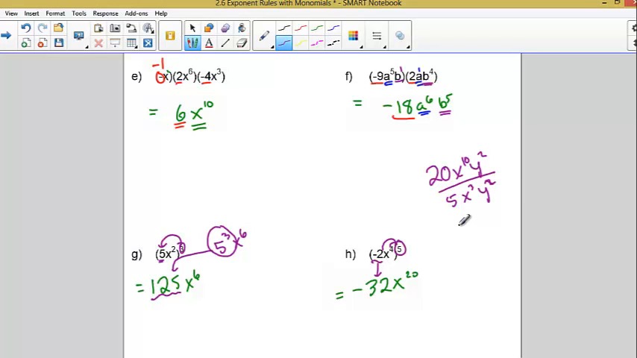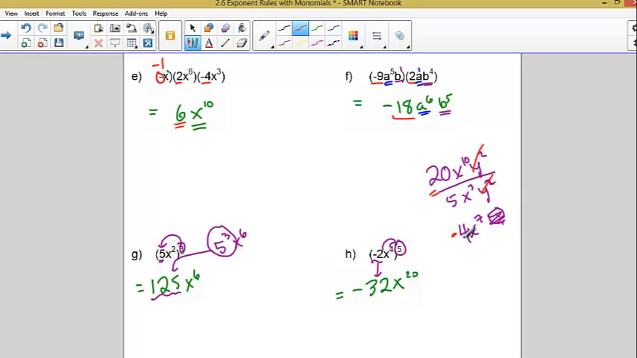20 divided by 5 is going to be 4. X to the power of 10 divided by x to the power of 3 is going to be x to the power of 7. Y squared divided by y squared, they cancel each other out. In other words, y to the power of 0, which we may have talked about in class, would be 1, but 4 times x to the power of 7 times 1 is just 4x to the power of 7. The y squareds cancel each other out. Okay, so you can even do that to cancel them.